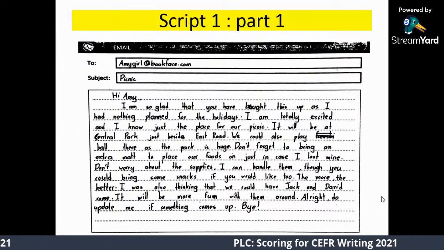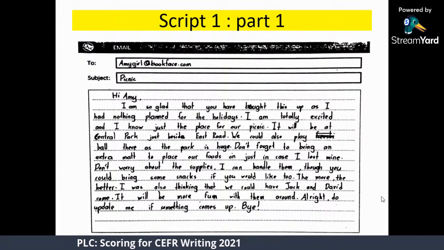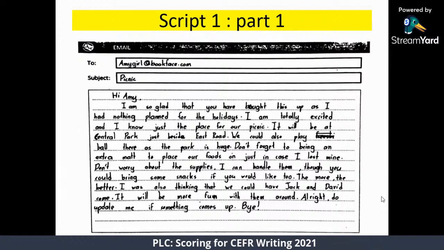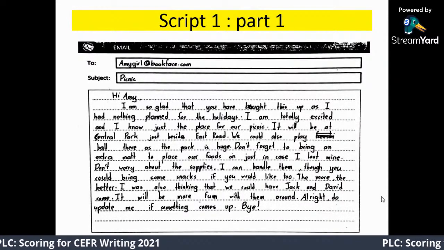It will be at Central Park, just beside East Road. Okay, so location is there. So you know that the first task has been fulfilled. Okay, one out of the three. We could also play volleyball or whatnot, but the idea is that don't forget to bring an extra mat. Mat here is an error, okay? MAT, but it's actually MATT.